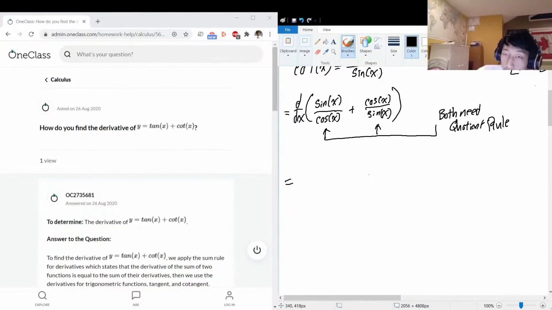Okay, let's do the first one first. I'll recolor that to be a different color just so that we can see the differentiation. So let's do the sine over cos. The derivative of the first is cos x, times the natural bottom, cos x, minus the natural top, sine x, times the derivative of the bottom, which is negative sine x, all over the bottom squared.